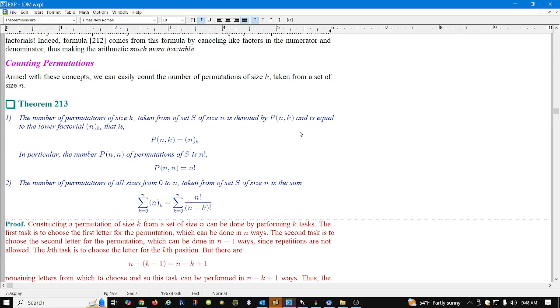When k equals n, we have the permutations of the set S, and that is P(n,n), which is n factorial. So the number of permutations of a set of size n is n factorial. The number of permutations of size k from a set of size n is the lower factorial, n lower factorial k.